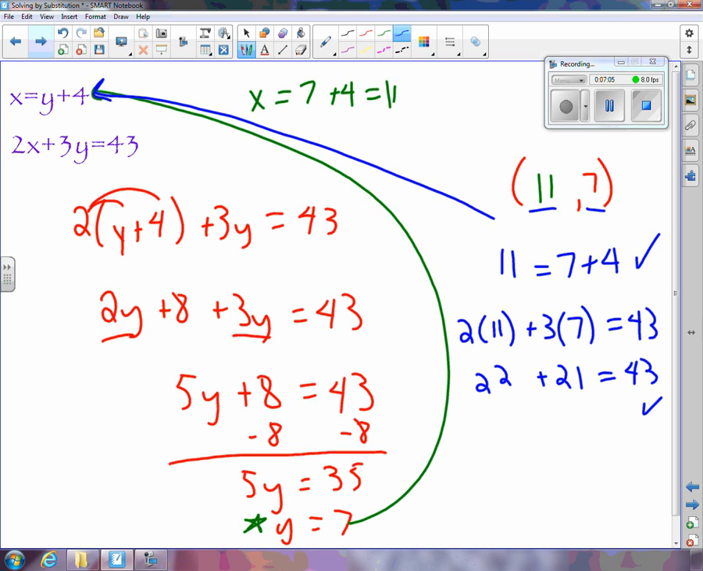If you made a mistake in finding this point, then when you go back and check your answer, it won't come out true. You'll get some invalid statement, such as 11 equals 13. If that happens, then you know that you made a mistake somewhere in these steps, and you should go back and check your work.